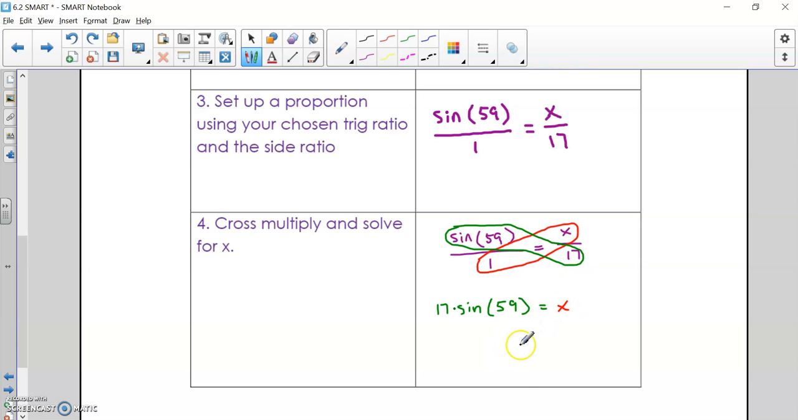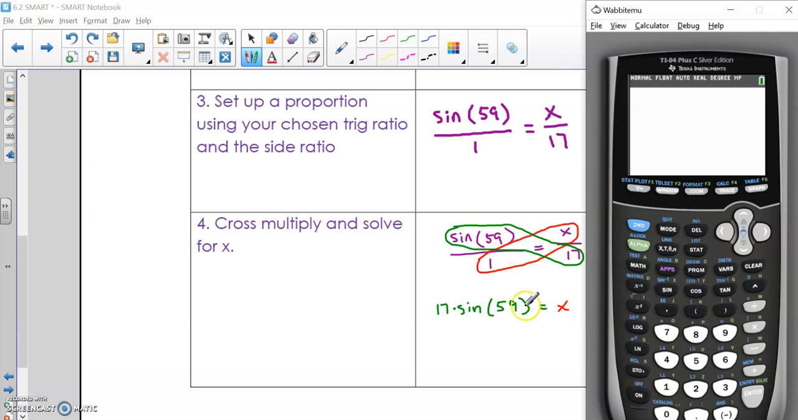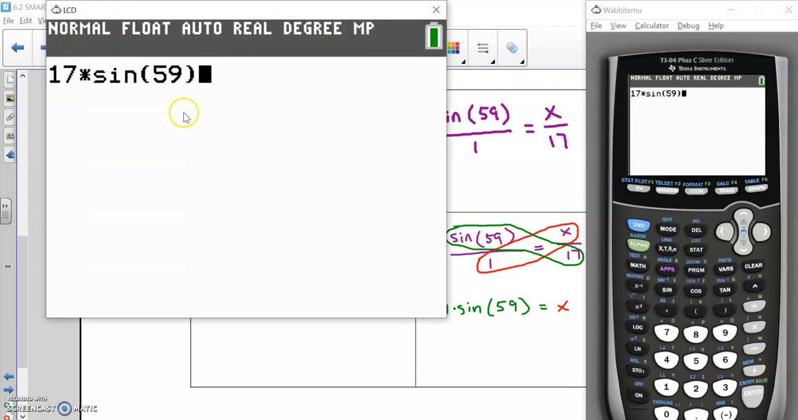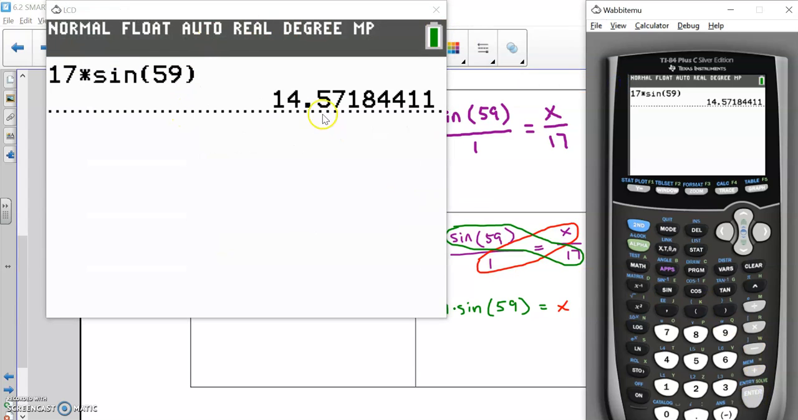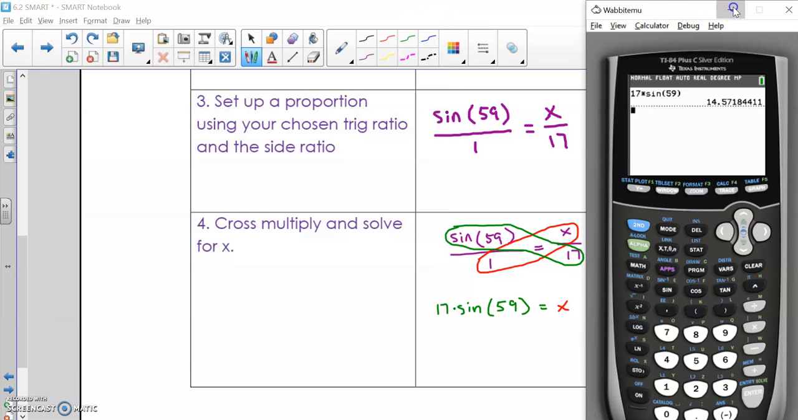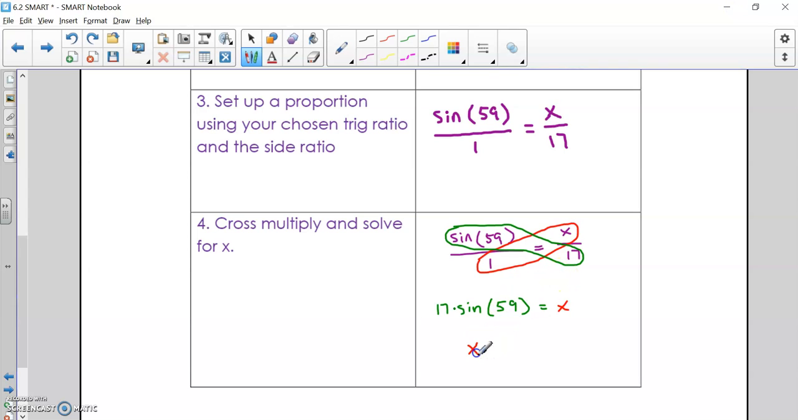Sometimes that will happen, and in that situation you just have to pop this into your calculator to get your answer. So I'm going to pull up my calculator here and type in exactly what I see. So 17 times the sine of 59. Just to make sure you all can see this, this is what I typed. I'll press enter, and I got an answer of 14.57. So my answer is 14.57. That means that the missing length of my triangle is 14.57 units long.